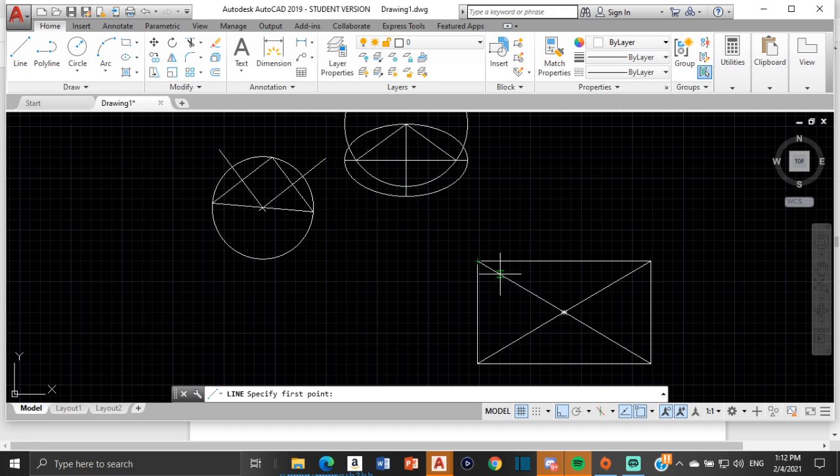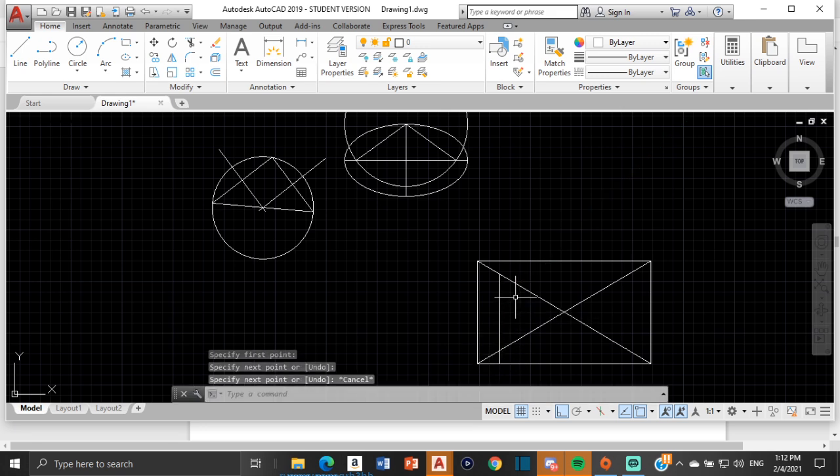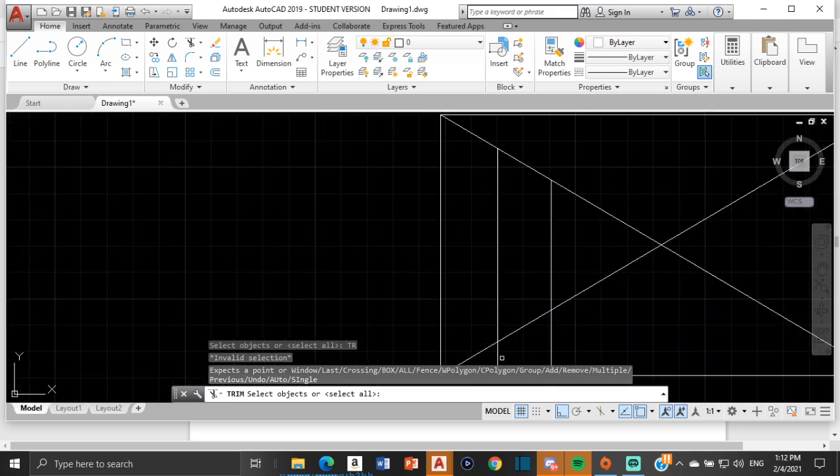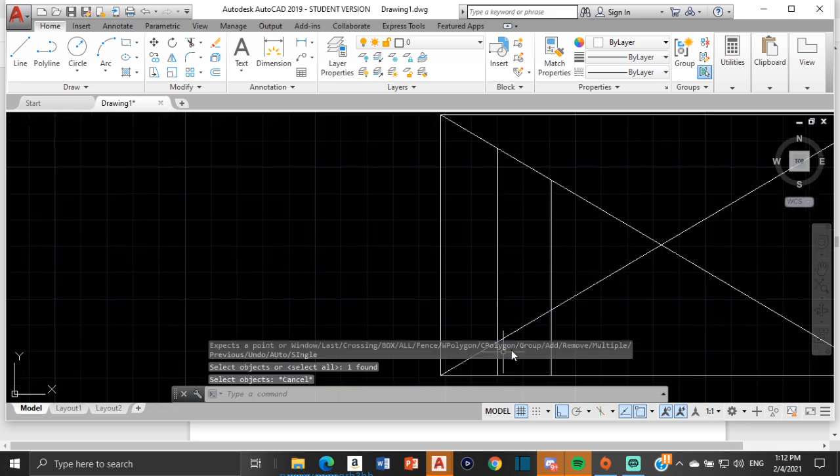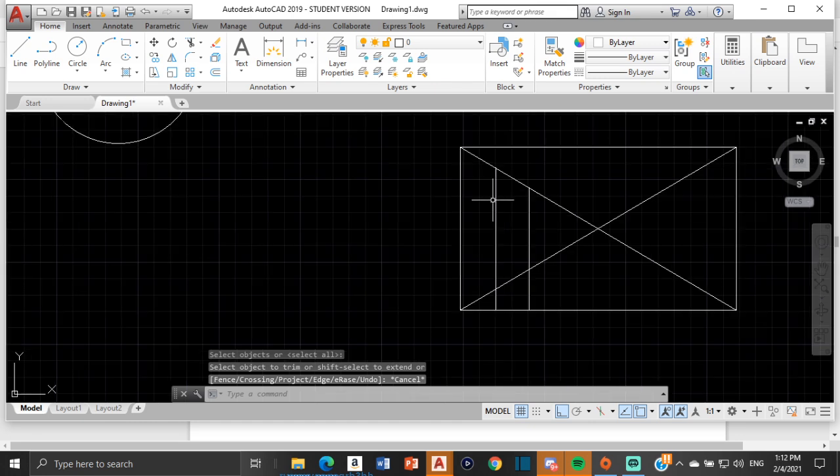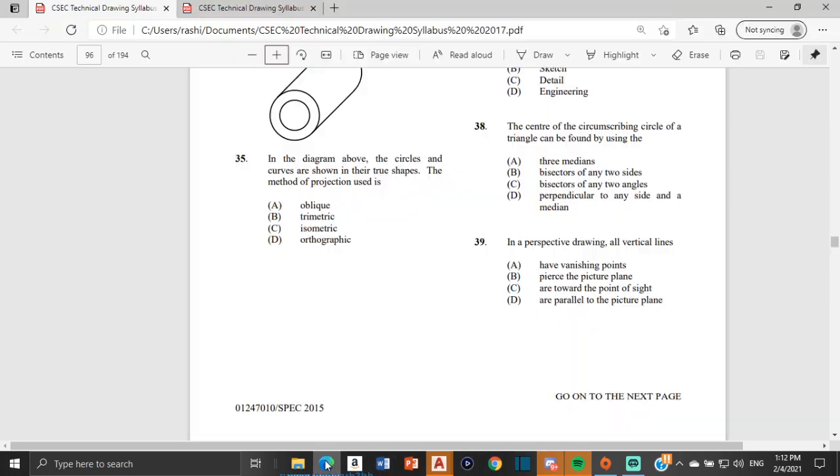So if I should draw a vertical line from here down to here, like that, or from here down, something like that. Those lines would be parallel to the picture plane, because right here you can see we have the picture plane here, and then these two lines here are parallel to the picture plane. All right, so that's what we mean by that. So the answer would be D. They will be parallel to the picture plane.